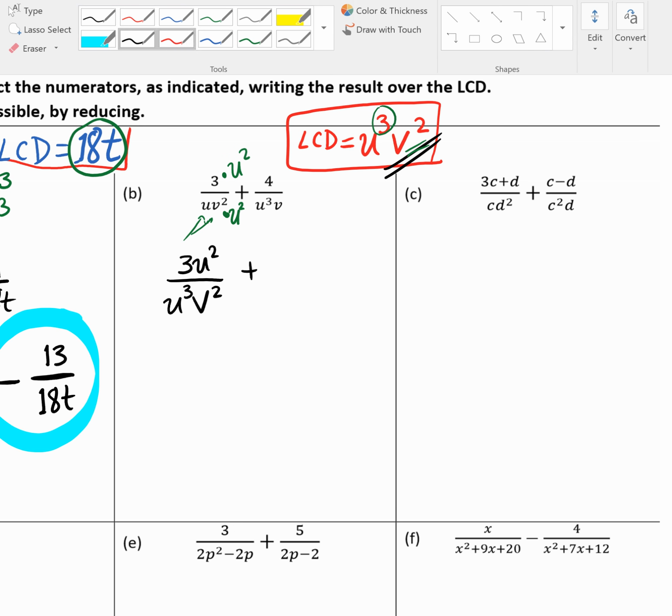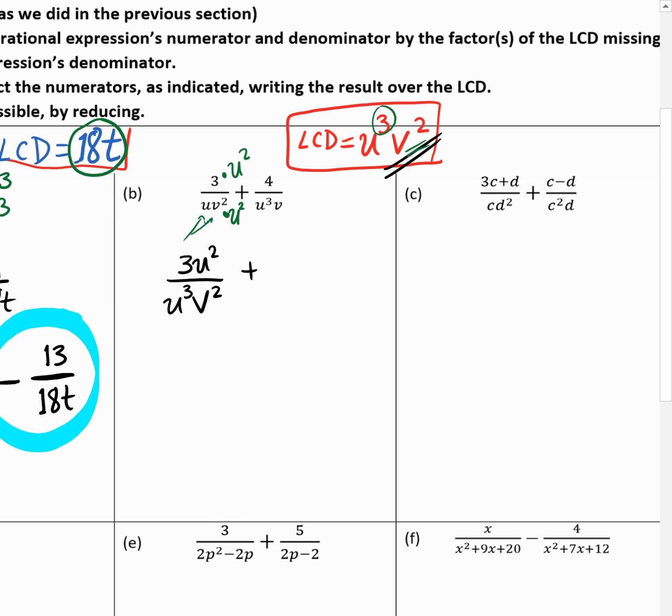And then for the second fraction, I look at that guy, and I say, okay, what would I have to multiply that guy by to make his denominator into the common denominator? It already has as many u's as I want, 3 u's, but it only has 1 v and I want it to have 2. So that means I only need to multiply by 1 more v and I'll be there. I multiply across, top and bottom, by v. 4 times v, of course, is 4v. u to the third v times v doesn't affect the u to the third, but v times v is v squared. And that's exactly what I wanted it to be.